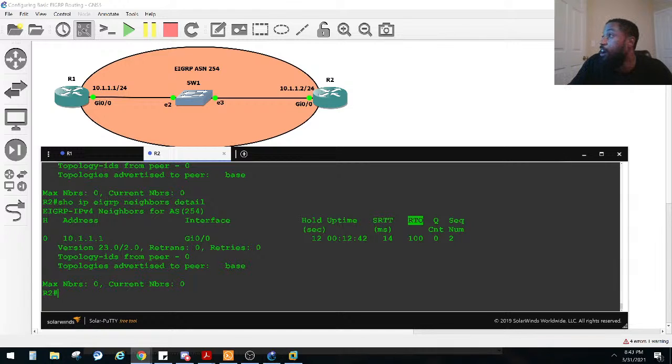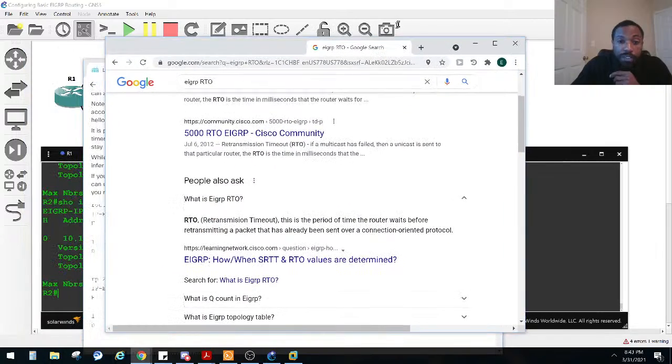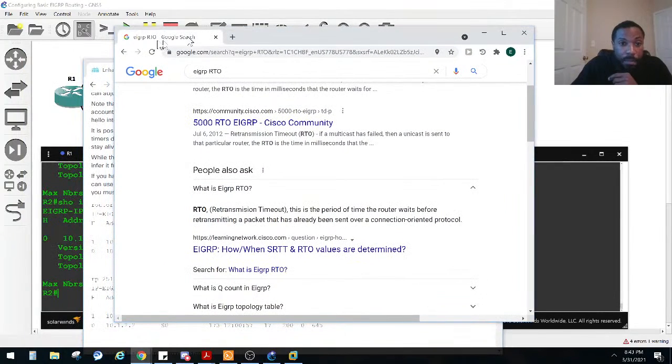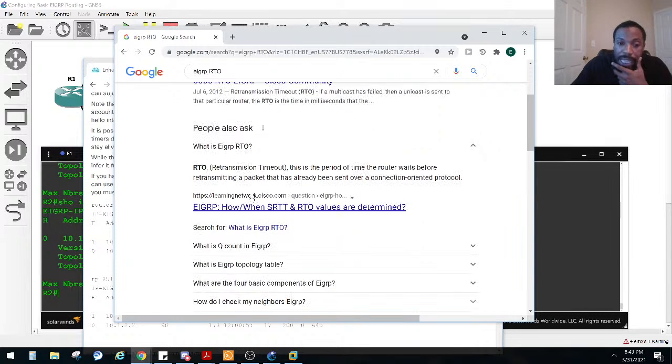Bars. RTO is the retransmission timeout. Let's see what that is. EIGRP RTO. Retransmission timeout. What is EIGRP RTO? So I'm just kind of doing a deep dive. We already wrapped up this lab. I'm just trying to see, because I run that command a lot, and I want to know what every single one of those means.